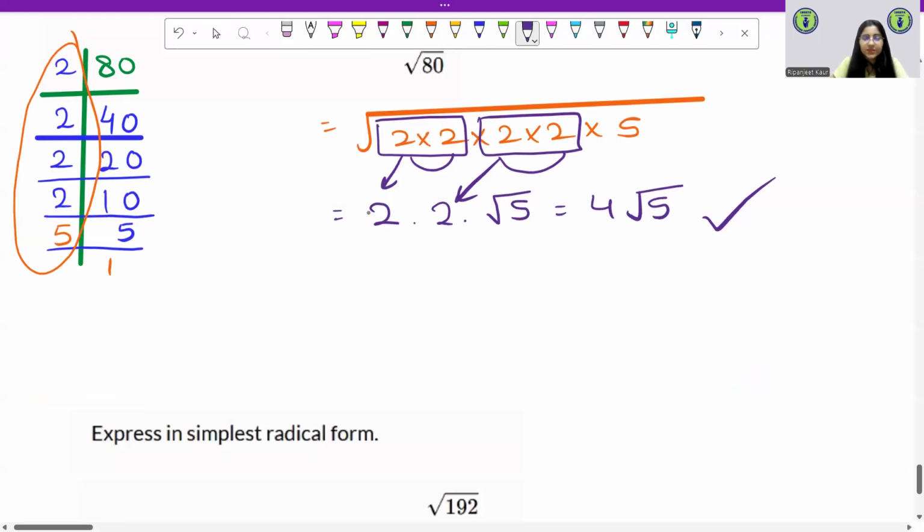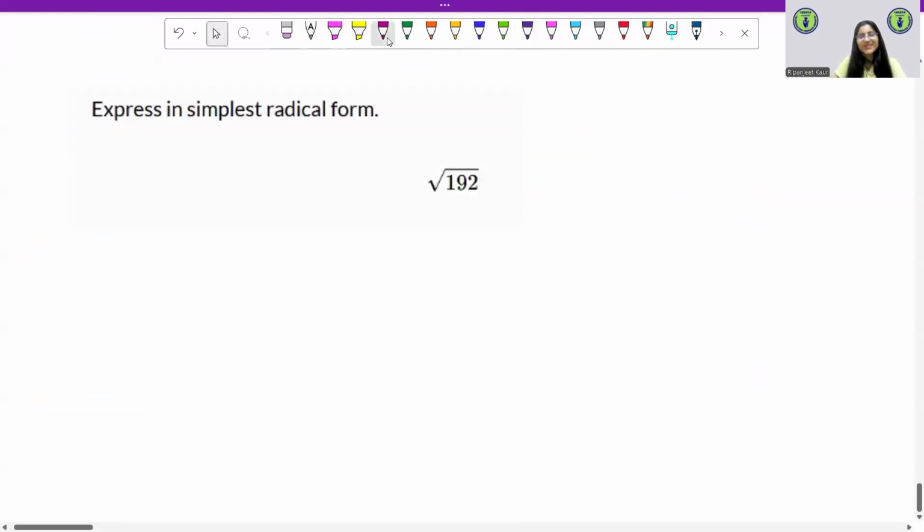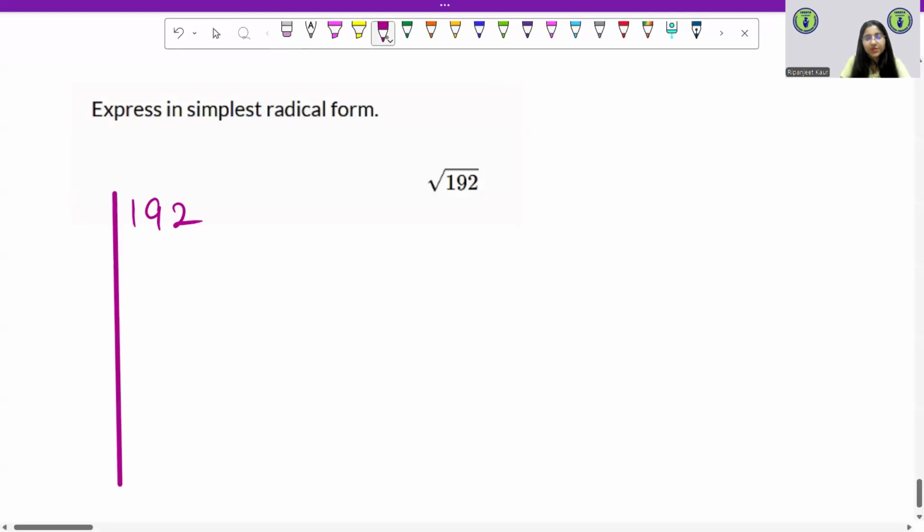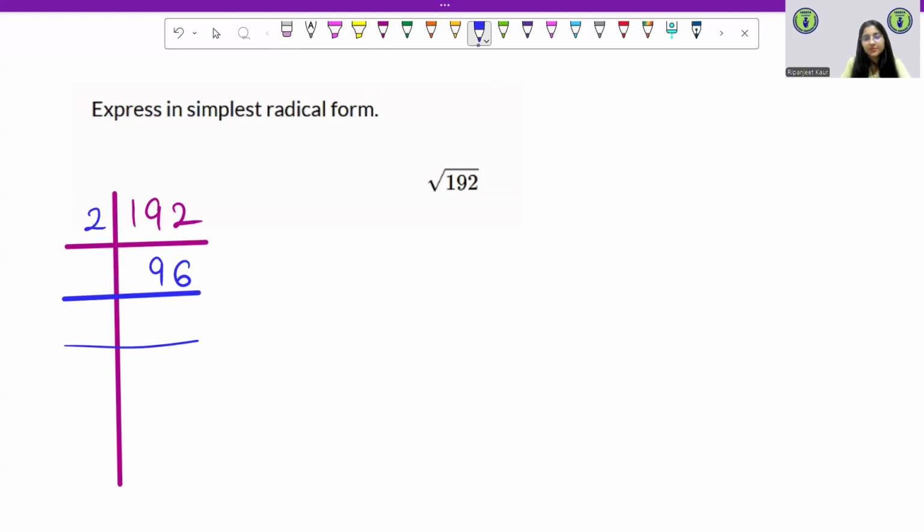Let's go with this last one. Then it will be your turn. Okay? 192. Let's do the division. What is the smallest prime number it can go on? You can do it with two and you'd get 96. Then you can do it with two again and you'd get 48. And then you can divide by two again and you get 24.